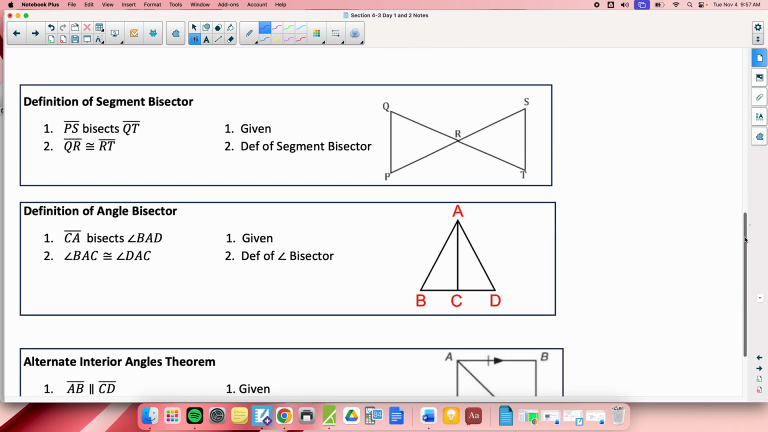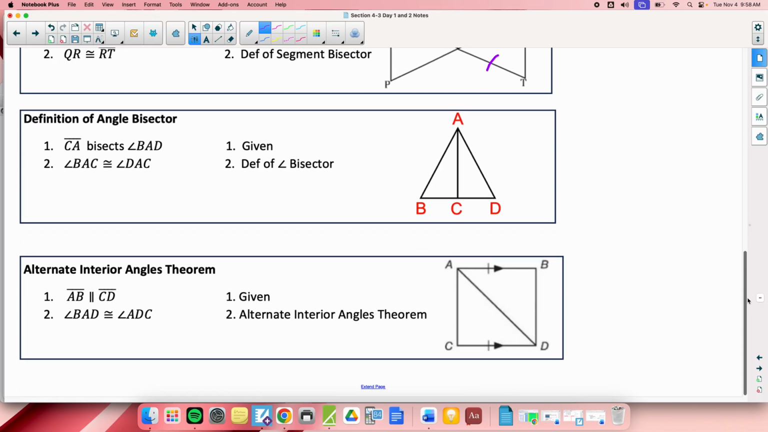And then we have a segment bisector. Anytime you see that a segment bisects another segment, that tells you you're going to use definition of segment bisector. And you have to look at which one bisects the other one. This says PS bisects QT. So that means PS cuts this in half, and these 2 pieces are congruent. So you would say that, and it's definition of segment bisector, okay?